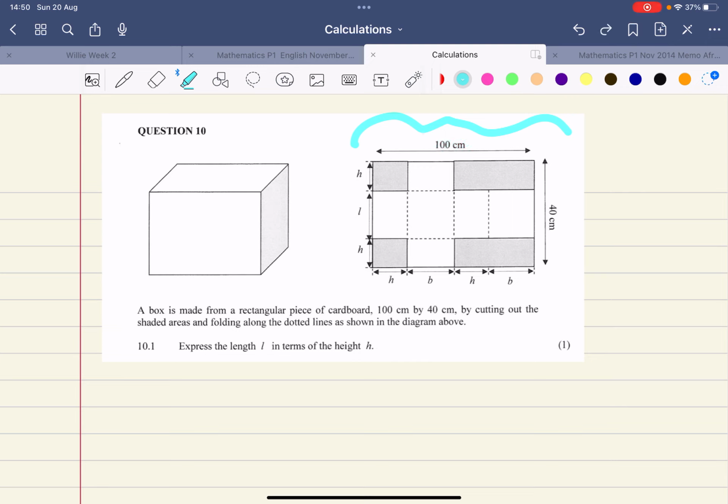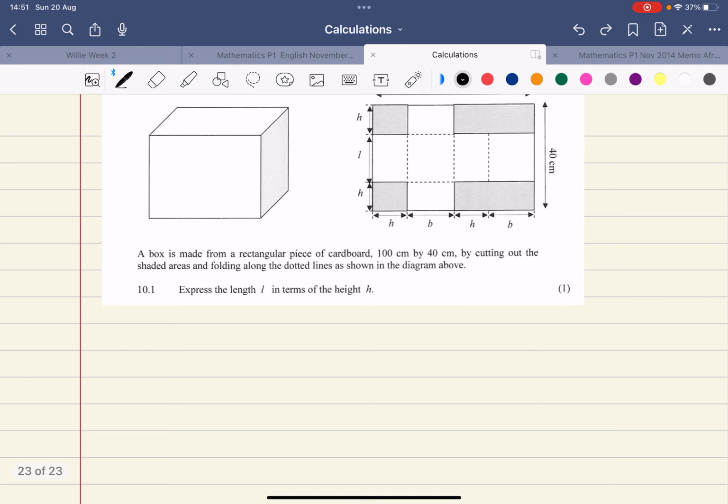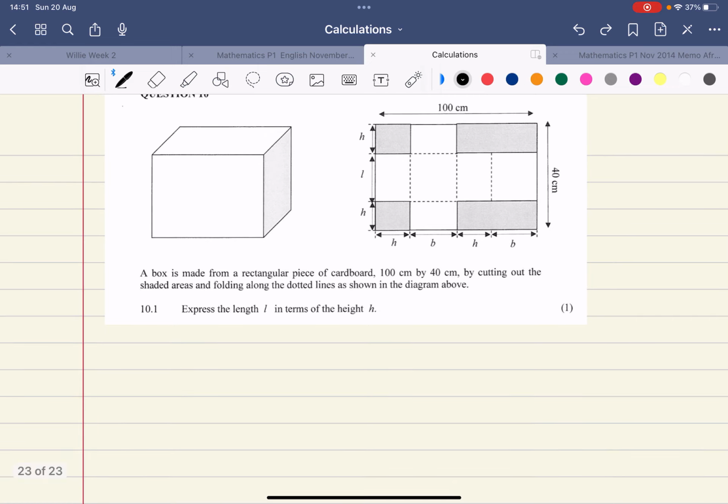Now, what do they mean when they say express the length L in terms of the height h? Well, basically, they want us to solve for L and show that L is equal to an expression that is only in terms of h. When they say express the length L, they're trying to say what is L equal to, whereby the only variable it consists of is h, plus maybe some constants. So that's not too difficult.